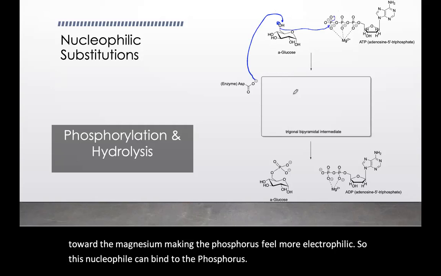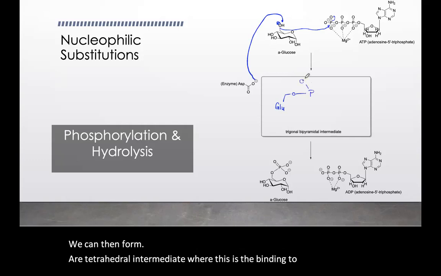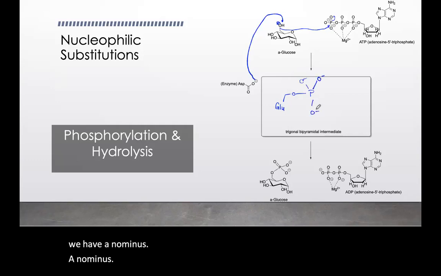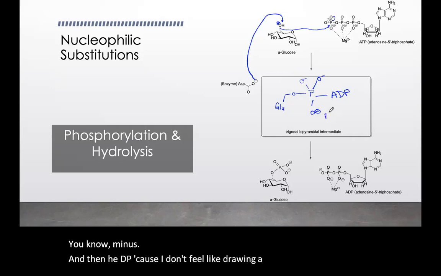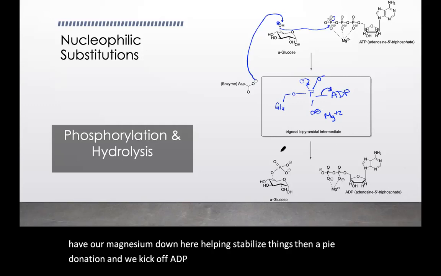break the pi bond. We can then form our tetrahedral intermediate, where this is the O binding to the phosphorus. We have an O minus, an O minus, an O minus, and then ADP, because I don't feel like drawing the whole thing. And we still have our magnesium down here helping stabilize things. Then a pi donation, and we kick off ADP down here. And we've added the phosphate group to the glucose.